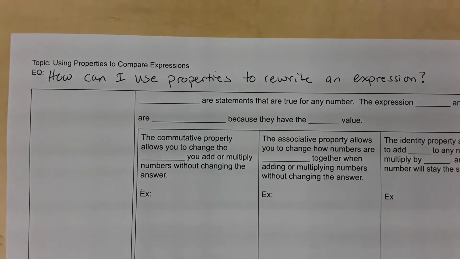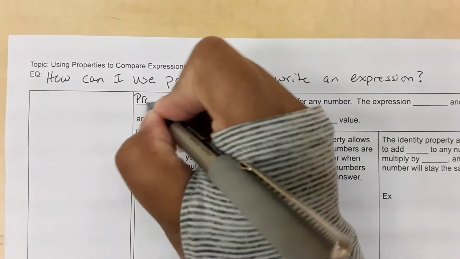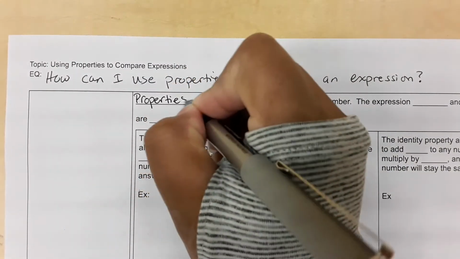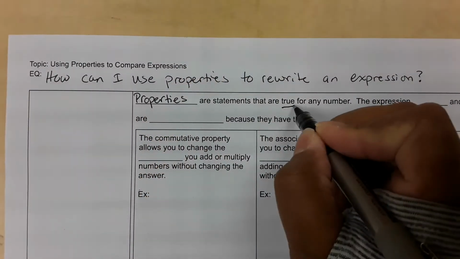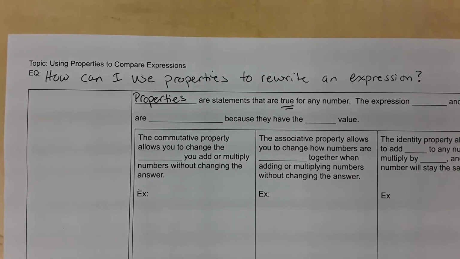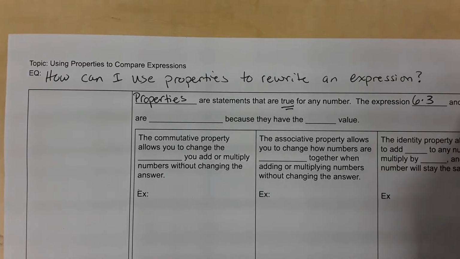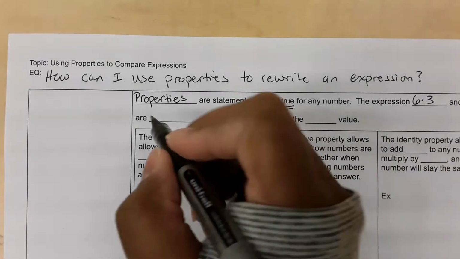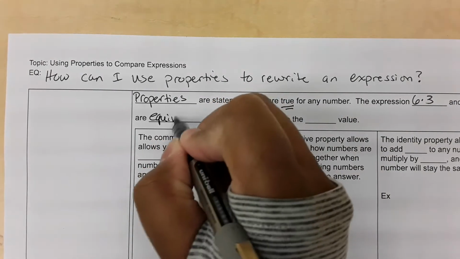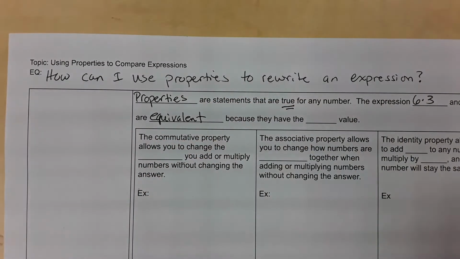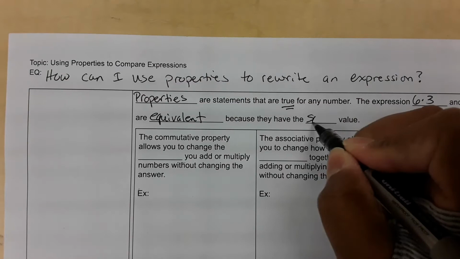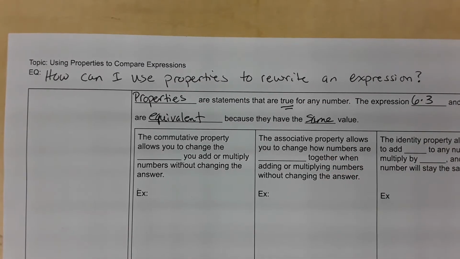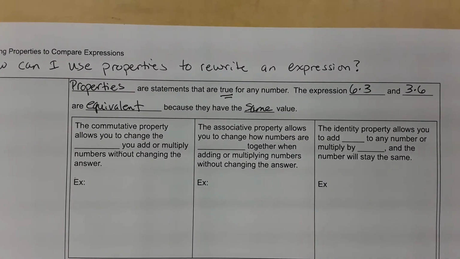All right, so to start, properties are statements that are true for any number. An expression like 6 times 3 or 3 times 6, they're called equivalent because they both have the same value. In this case, that value would be 18.